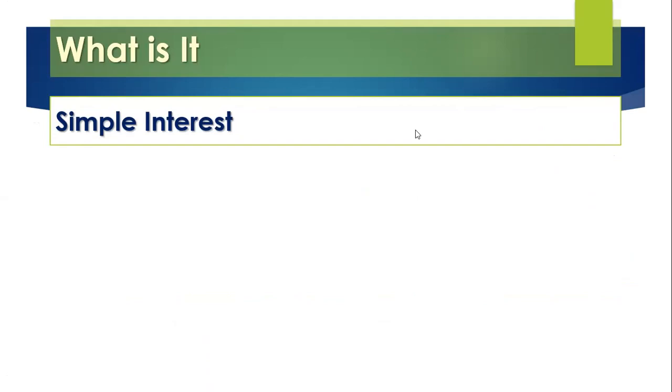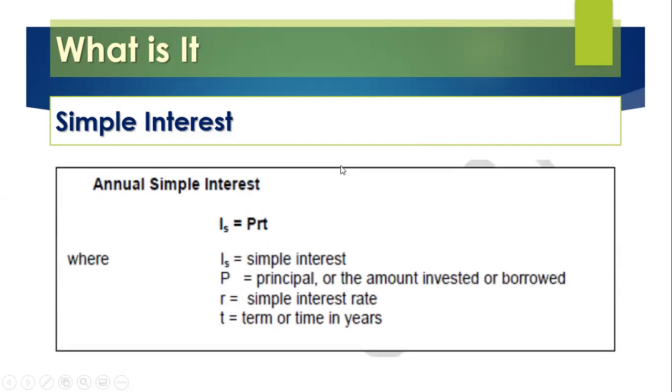Now, let's define the simple interest. Punta tayo sa simple interest. So, annual simple interest, okay, denoted by I sub S is equal to PRT. So, multiplication po ang operation dito, no? P multiply to R multiply to T. So, what is I sub S? That is the simple interest. P is the principal or the amount invested or yung pera sa simula. R is the simple interest rate. T is the term or the time in years.